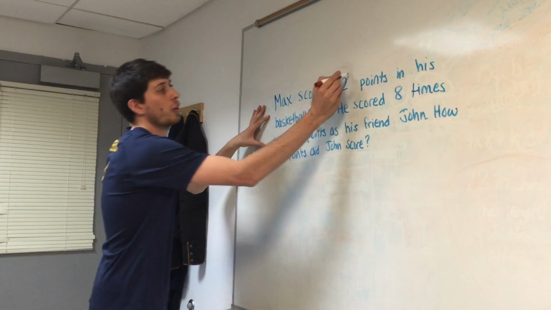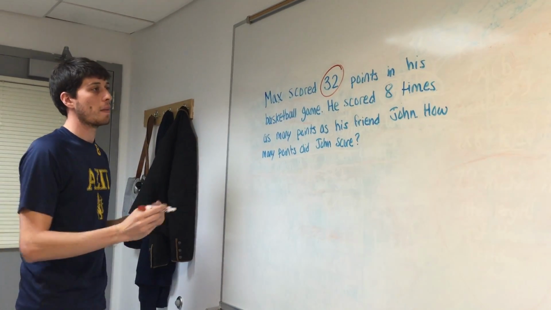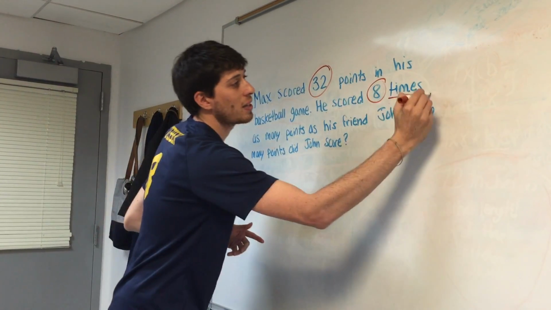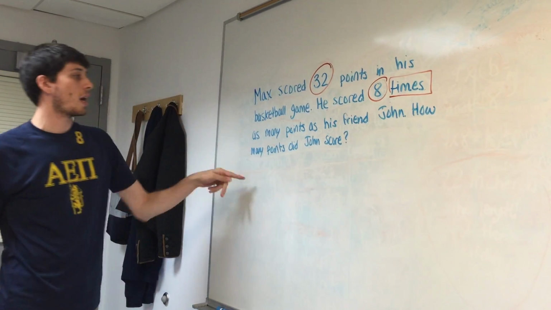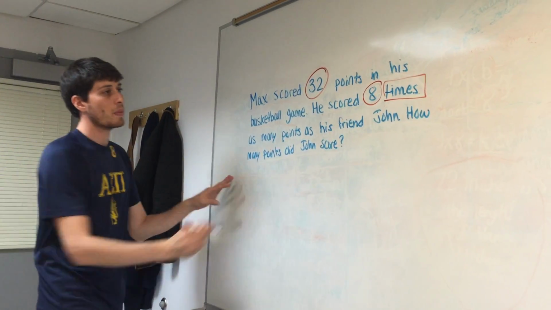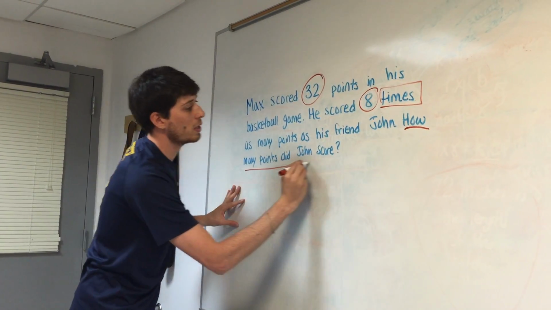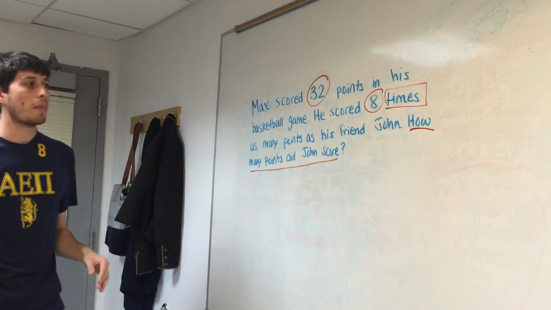Max scored 32 points in his basketball game. He scored 8 times, I box keywords, 8 times as many points as his friend John. How many points did John score? I always underline my question.